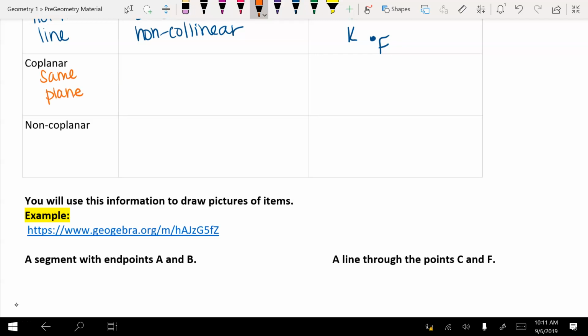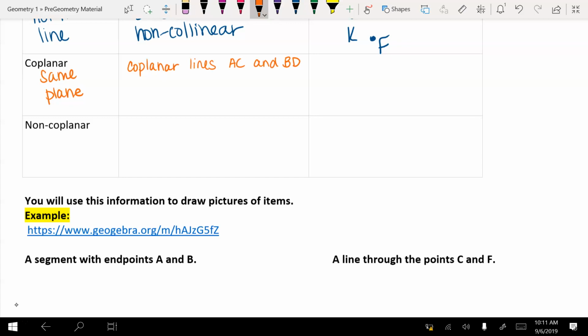Okay? So I might say coplanar lines AC and BD. Or I might say coplanar points, or coplanar line AC and segment BF. Okay? So there's lots of different ways to describe this.